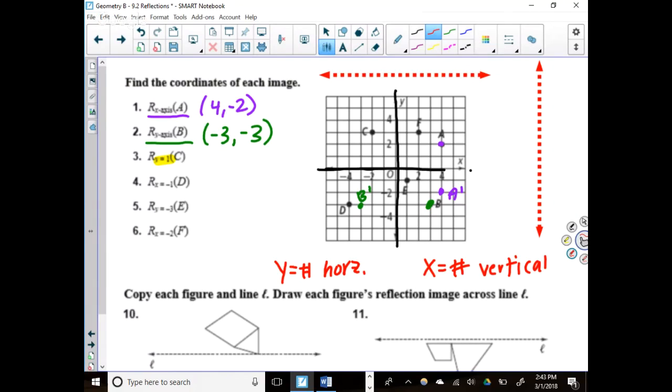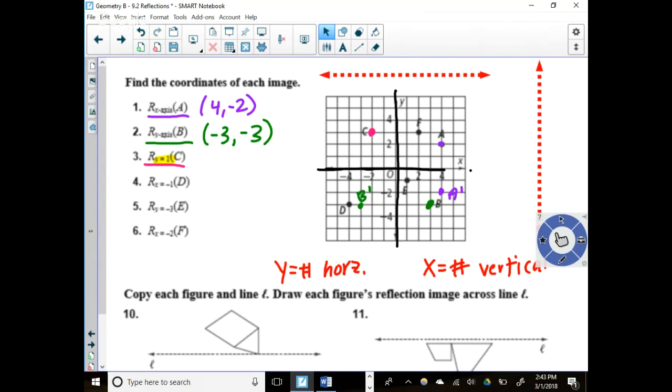All right. So for C, which is right here, this is where it's going to be important that you reflect over the correct line. We're not doing the axes anymore. Y equals 1 means you go to where Y is 1, and there's a horizontal line through it. So this is your line of reflection. But the lines are here, and I have to figure out where to go.